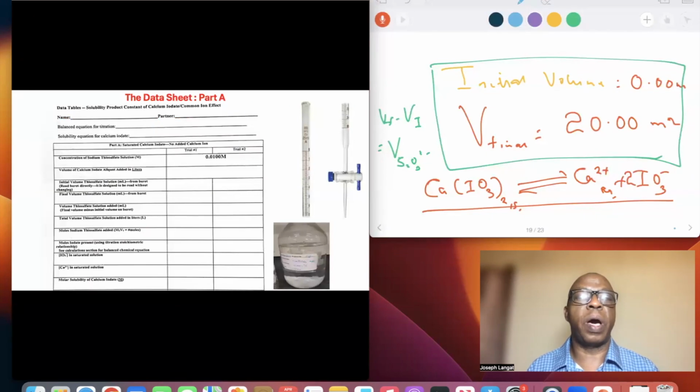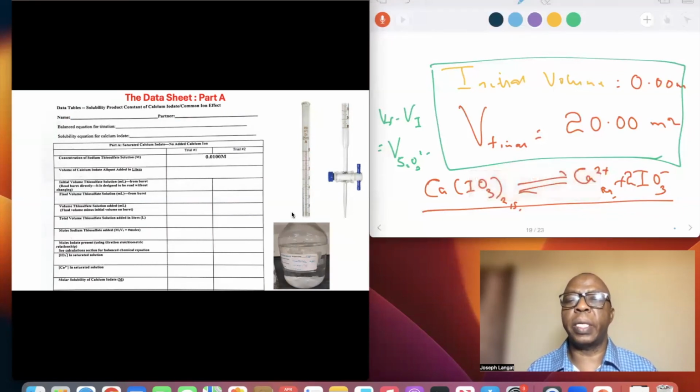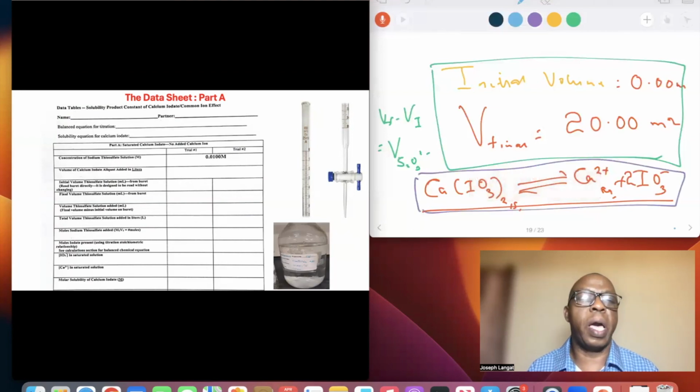Now, as far as the data sheet is concerned for part A, make sure you include the names of your lab partner or lab partners if you are working in a group. And don't forget to write the balanced titration equation. It's given in the lab manual, as well as the equation for the solubility equilibrium, which is given here. If you are taking notes, this is the solubility equilibrium for calcium iodide.